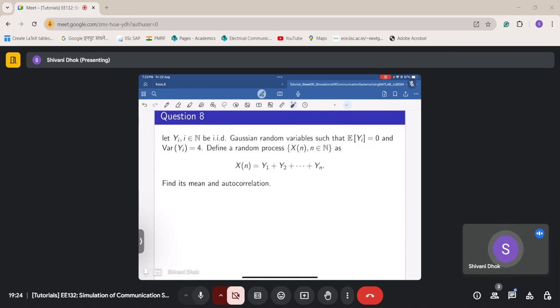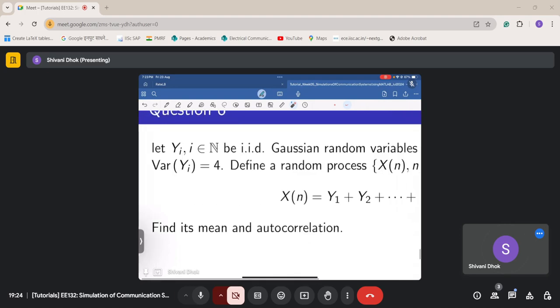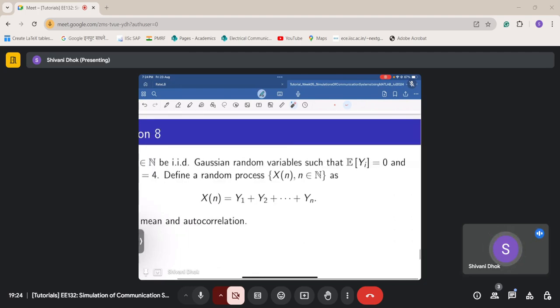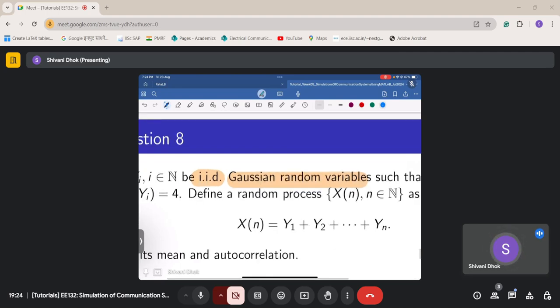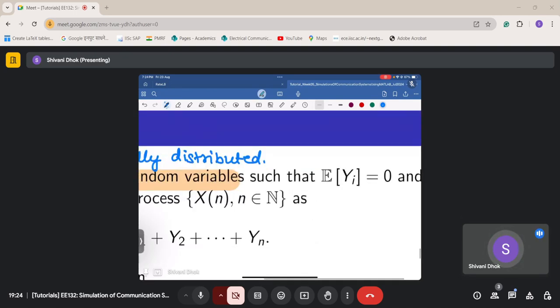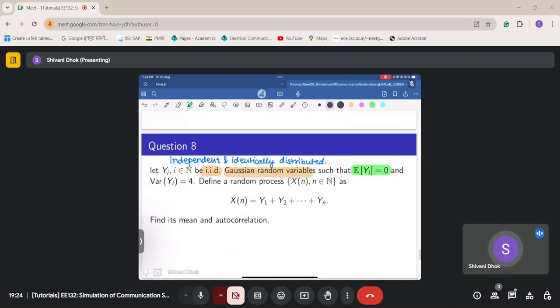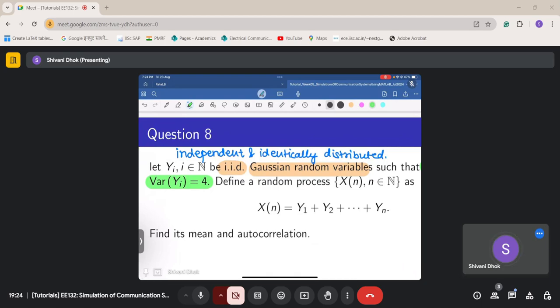So here what is given to us is, let yi, i in the set of natural numbers, so we have y1, y2, y3 and so on, be IID Gaussian random variables. What do you mean by IID? By IID we mean independent and identically distributed, such that expectation of yi is 0, so these are zero mean, and variance of yi is given as 4.